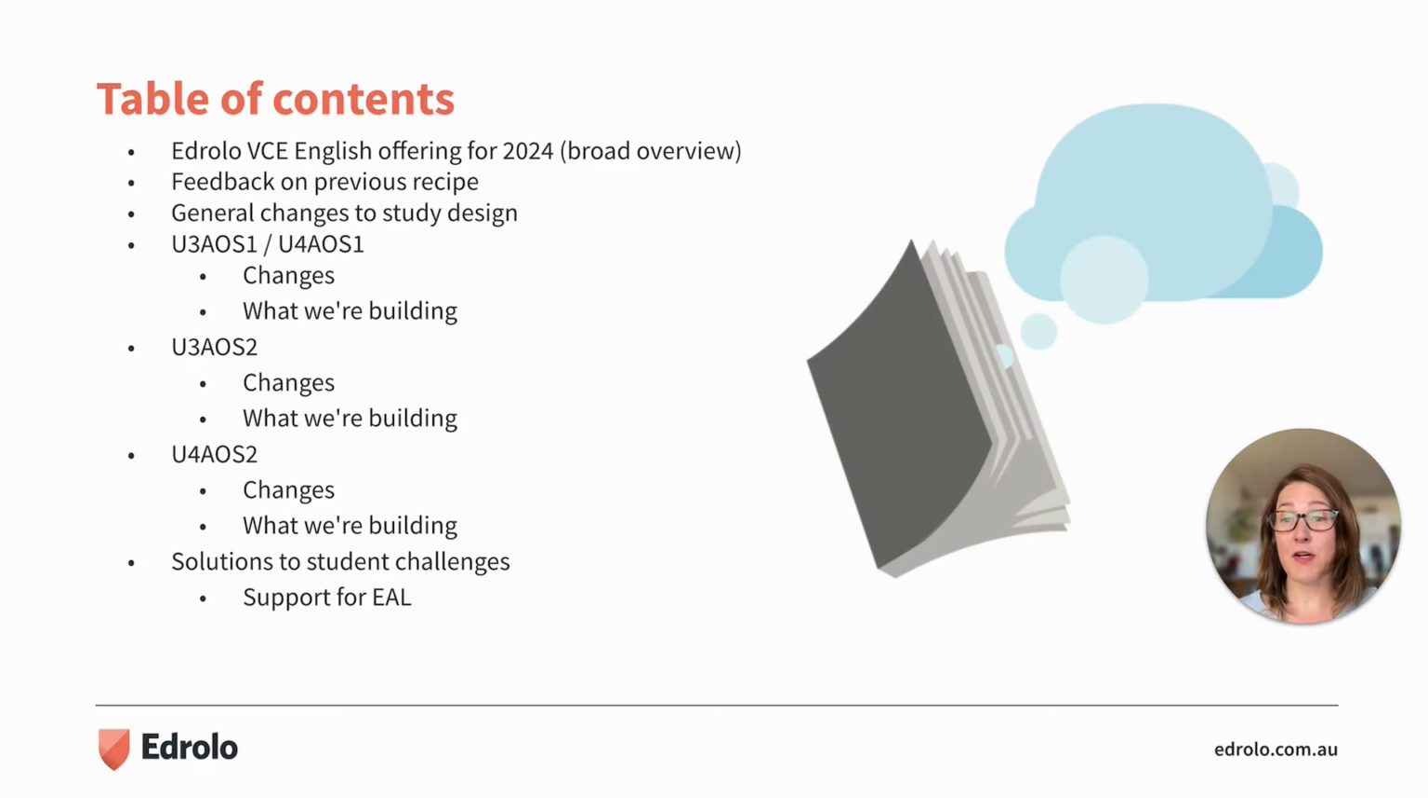Okay, so just a quick overview of what we'll be covering today. First, I'll give a broad summary of what Ed Rollo will be building for VCE English in 2024. Spoiler, there's quite a lot of it. Then I'll go through some of the feedback we received when we sent out a survey to schools earlier this year, asking for thoughts on our previous English courses. Then we'll have a look at the new study design and look at each area of study in turn. We'll go through the major changes to each area of study, and then I'll talk you through what Ed Rollo will be building for that particular area. Then finally, we'll take a look at the new features in Ed Rollo's English courses that we think will be great solutions to some student and teacher challenges. And that includes our approach to supporting EAL students a bit more than we have previously.